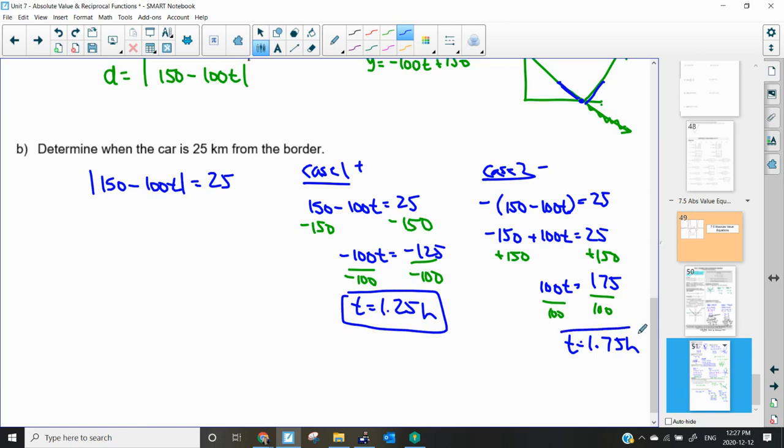Now we can again check these or verify these graphically or by using our left side, right side, but in this case, both solutions work. So at 1.25 hours, we're probably 25 kilometers before the border, and at 1.75 hours, we've now crossed the border and we're 25 kilometers on the other side of the border.